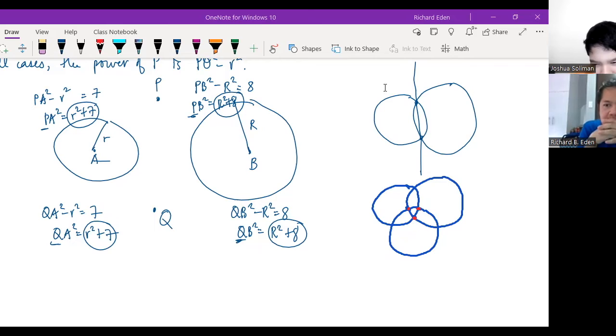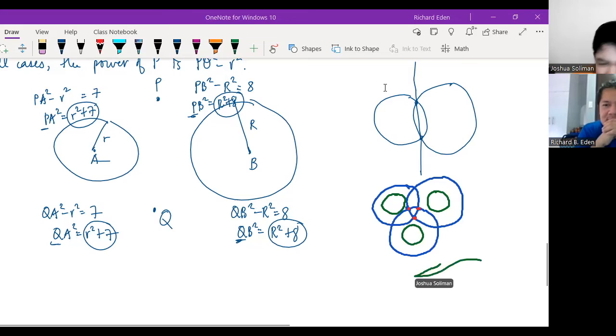Ito po yung 3 points for which the power of the point is equal. Ibang kulay. Ito po yung original circles in dark green. Okay, original circles. And the blue circles are the circles na locus, the loci. The red points po are the possible places for which the point could possibly be. Mm. So you like this po.